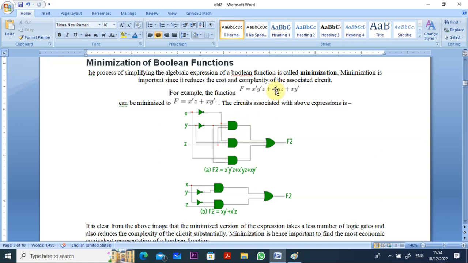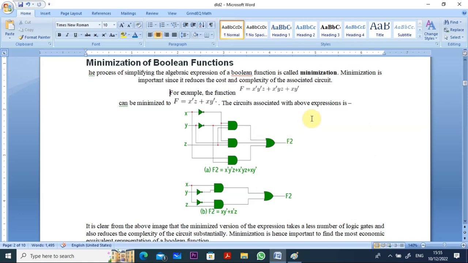Similarly, we can get complement of x, y into z. This is another AND gate. Again, I am going for x into complement of y. This is another AND gate. So three AND gates, and we pass them through another OR gate. We get the output, that is F2.